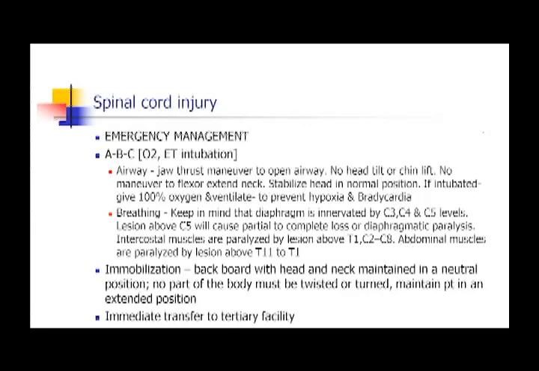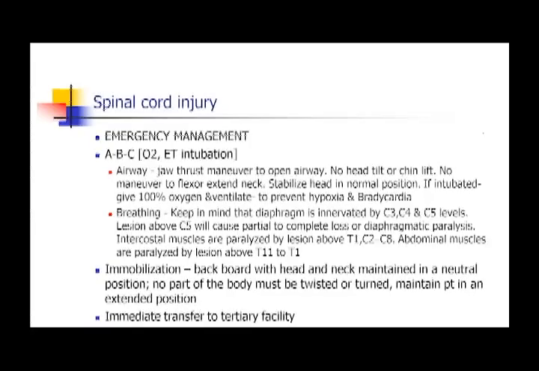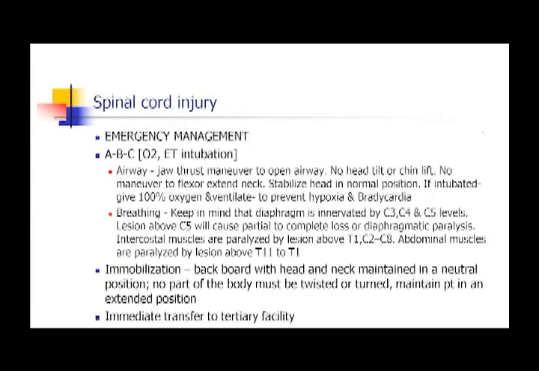Immobilization, a backboard with head and neck maintained in a neutral position is expected from you. What else? No part of the body should be twisted or not aligned with the rest of the body. Immediate transfer to tertiary facility. So, that is emergency management.